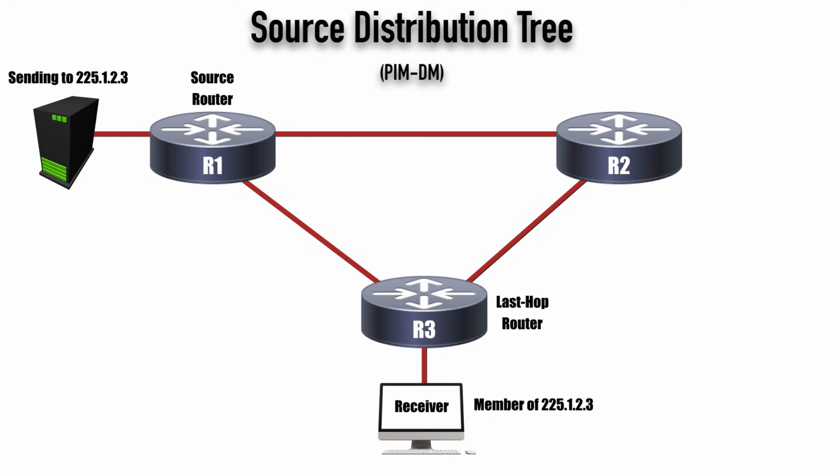Let's watch that again. Here's what happens with a source distribution tree. We go into R1, it sends it out of its egress interfaces into R3 and R2. They send it to one another. The receiver got 2 copies of that packet. Well, here's what's going to happen with PIM Dense Mode.